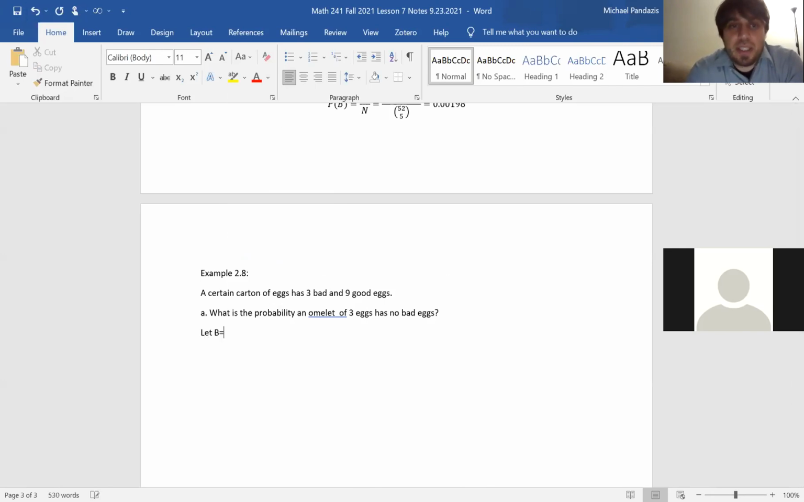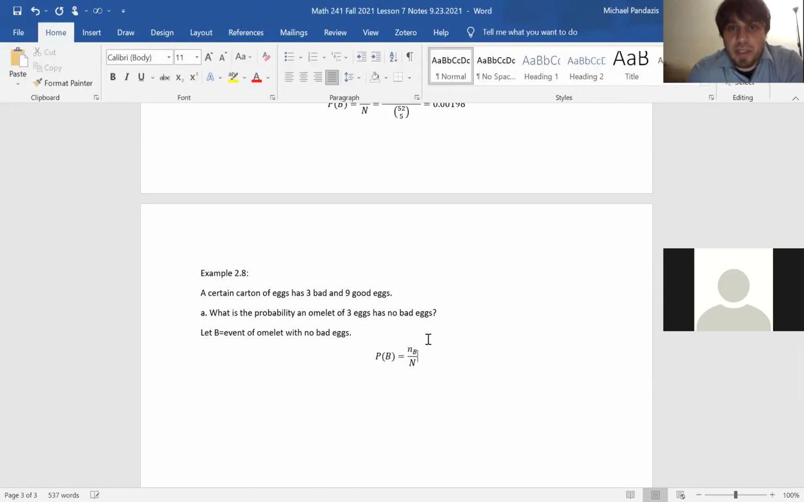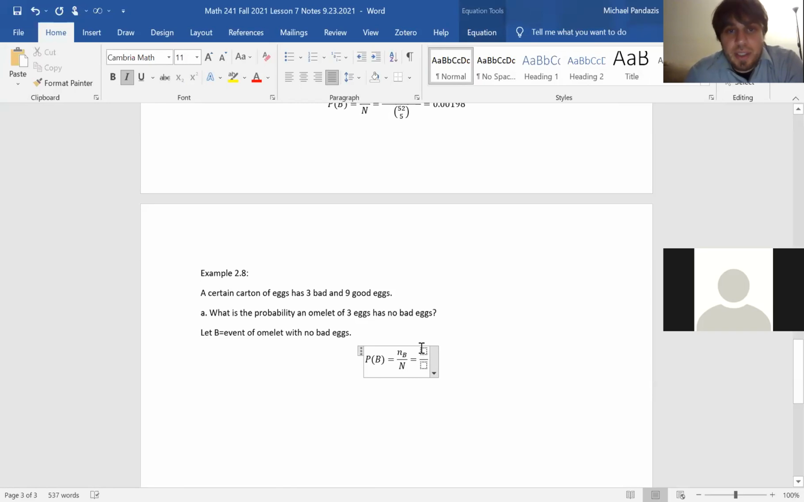Okay. So let B equal the event of an omelet with no bad eggs. In this case, there are 3 eggs in the omelet. So that's our event. We want to find the probability of that event. That's n sub B divided by capital N. So n sub B is the number of omelets with no bad eggs. And then the denominator capital N is the number of omelets.